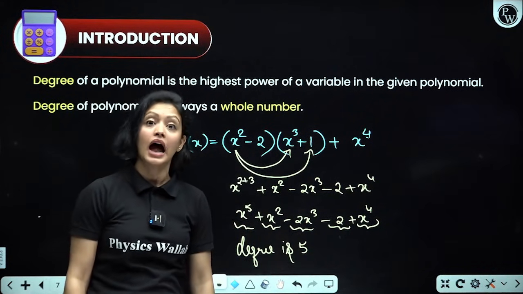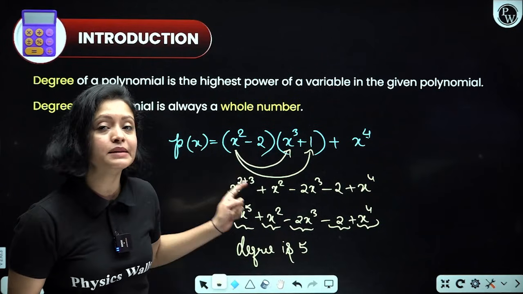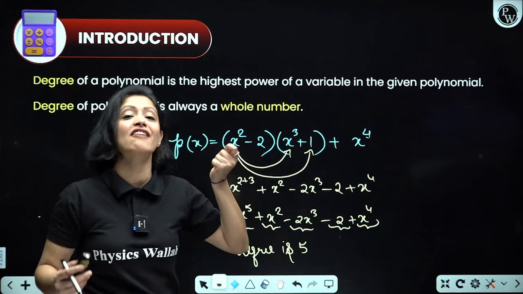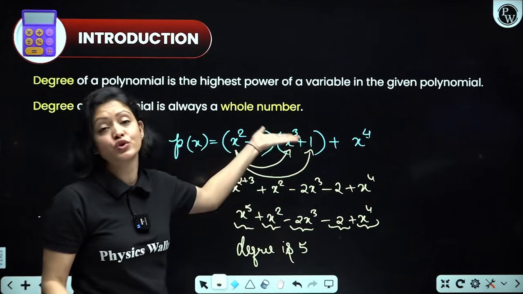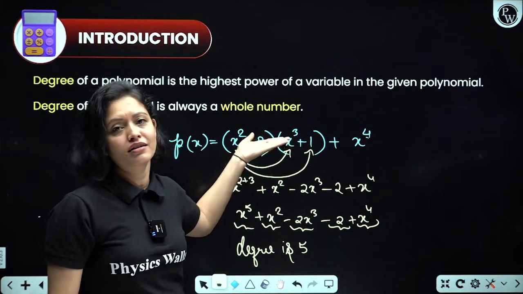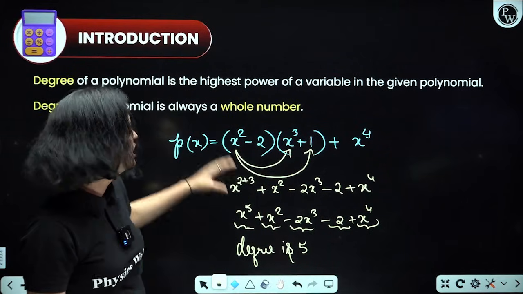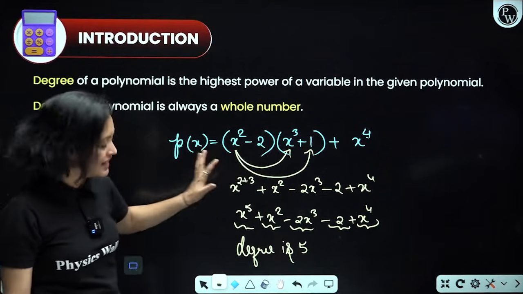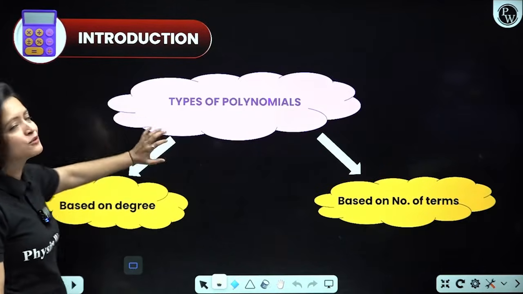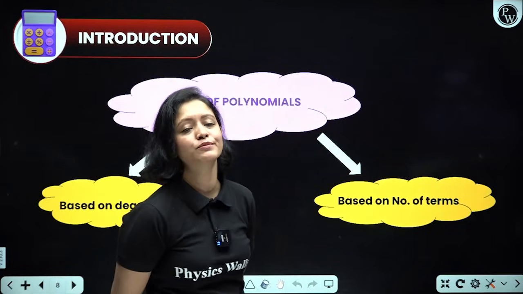Got it? Understood? This was very easy, but I know that a lot of people would have answered incorrectly if such type of question would have been asked in your exams. Right? So yes, please remember these basic details. With that, let's move on and talk about types of polynomials.